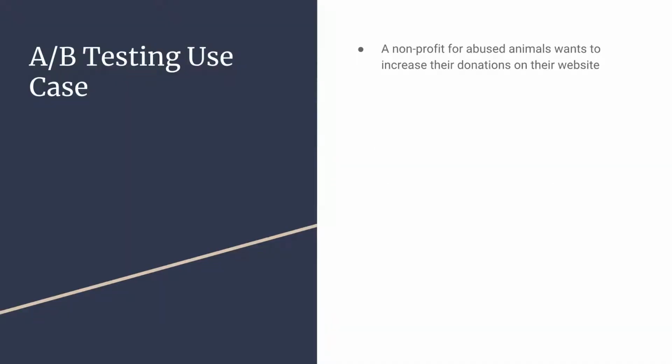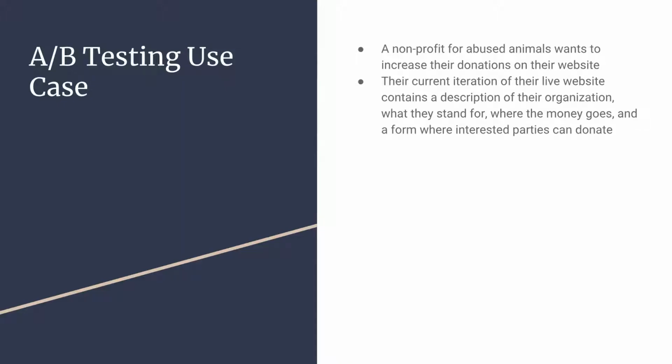A nonprofit for abused animals sent out some advertisements and noticed a very small conversion rate for the number of visitors they are getting from their advertisement. Currently, their website only contains information about their organization, what they stand for, where the money goes, and how to donate. The company comes up with a hypothesis that perhaps they should show some credibility using testimonials to encourage people to donate, and maybe to also clarify to the user that they aren't just some scam fake nonprofit company.